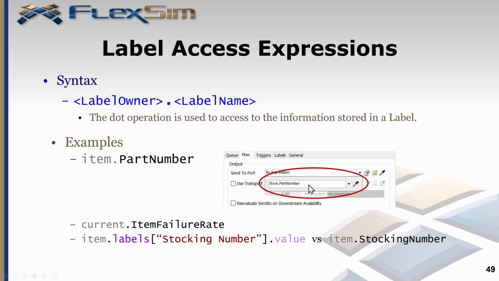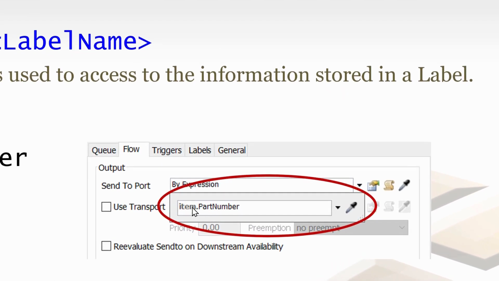So for example here, in the send to port field of our common queue, we need to do something like this: item dot part number, the name of our label. And remember, we have a label called part number on all of our parts. If it's a part type 1, then this will return a 1, right? Which means it'll be sent to port number 1. If it's got a 2 for its part number label value, it'll go to port 2. So it's direct port reference based on part number. That's pretty easy.